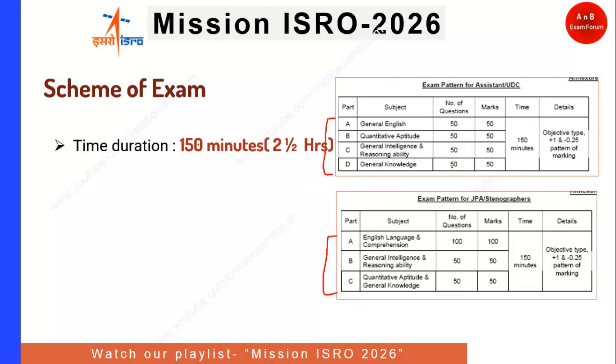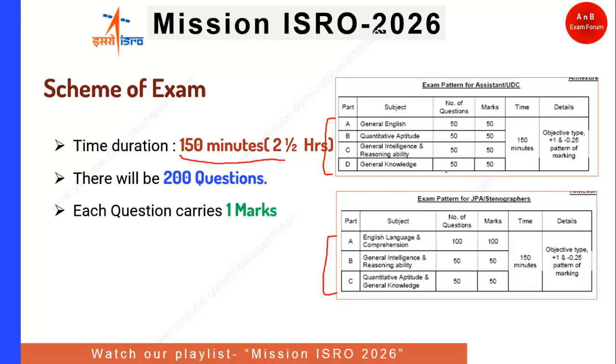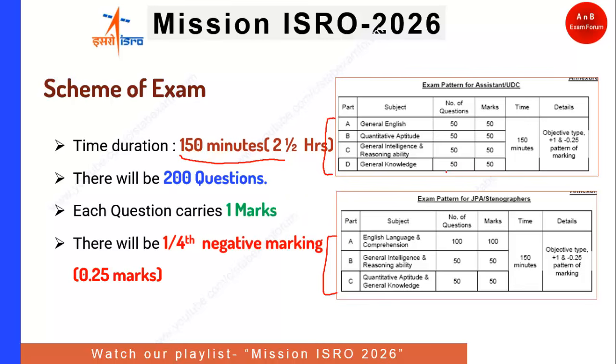Okay. So the time duration is 150 minutes for both the posts. Okay. And last time it was 2 hours. Now they have increased it by half an hour. So in 2.5 hours you will have to solve 200 questions. Afterward, each question carries 1 mark. So thereby it is of 200 marks. And there will be 1/4 negative marking, that is 0.25.